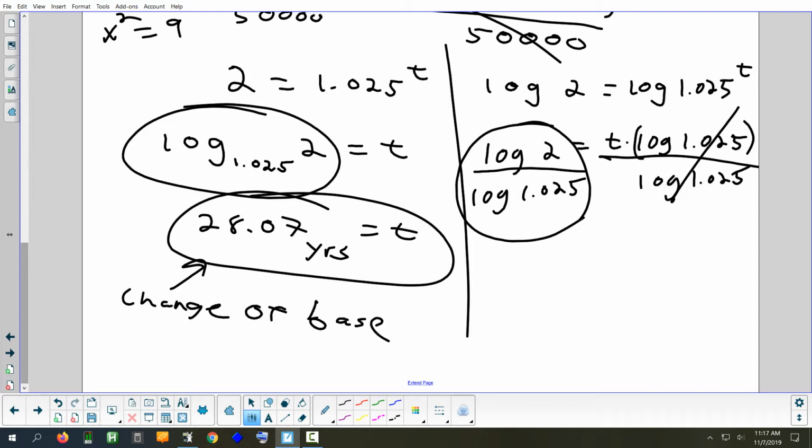That's the way I would prefer to do it. If you don't know that, you can still do it by taking the log of both sides, move the t in front, and then divide, and it ends up exactly the same. Any questions on that? Okay.